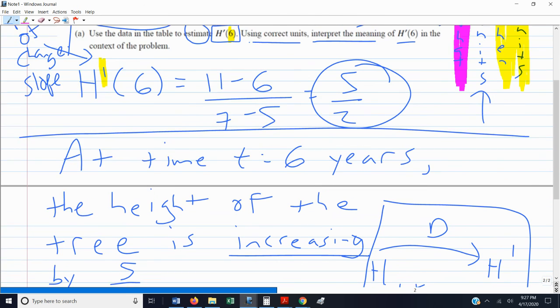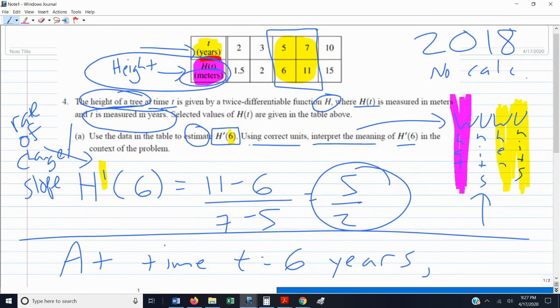The second thing that you could do is when you look at your 11 and 6 and 7 and 5, when you are subtracting, you could also write the units into that quotient. So 11 and 6 was in meters, so you could write meters on the top, and the 7 and the 5 was in years, and you can write years on the bottom. So the units would be meters per year.